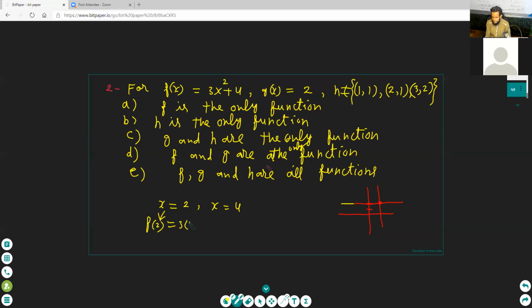So the option is E. Yes, and you can put these values and get the unique output. Clear? This option is E. Now, good.